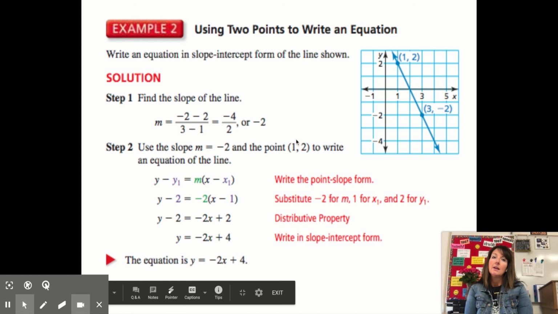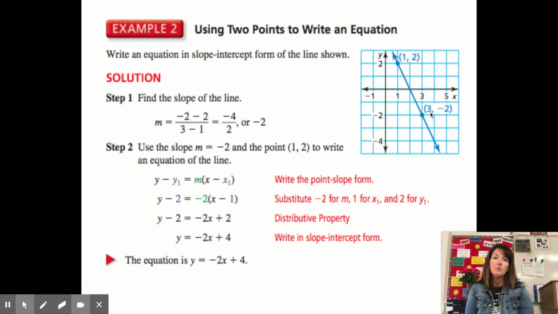Here we go. So we're going to use 2 points. So here's our 2 points, (1, 2) and (3, -2). Calculating the slope, right? Change in y over change in x, and then use the slope and one of the points, and they just happen to pick this point. So we'll substitute that in.